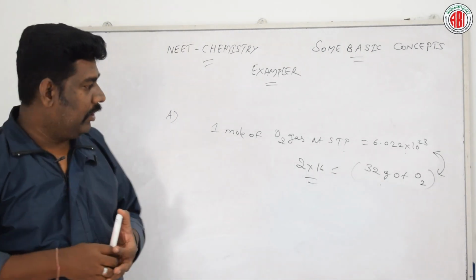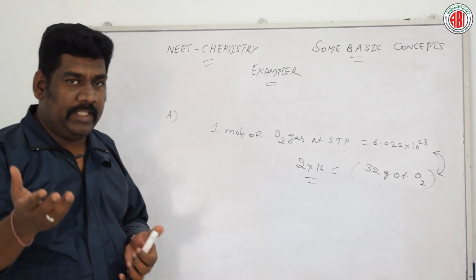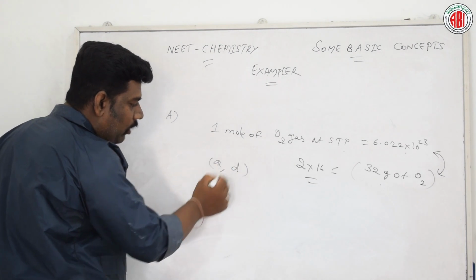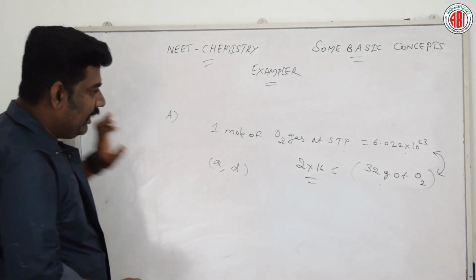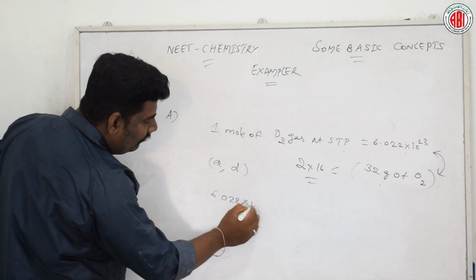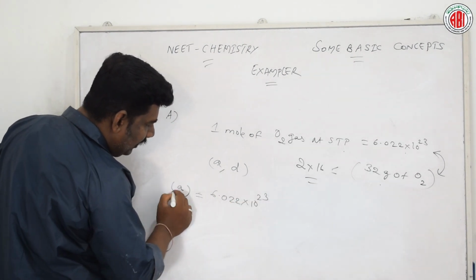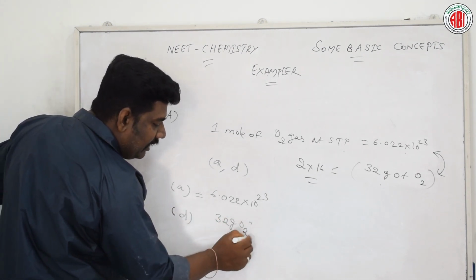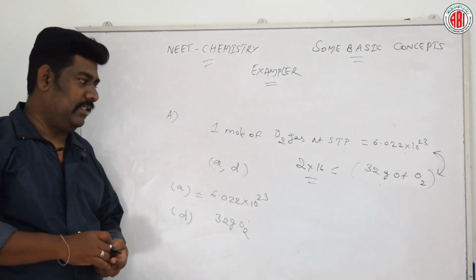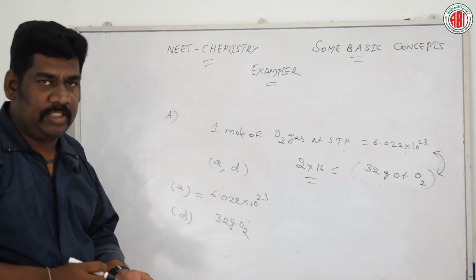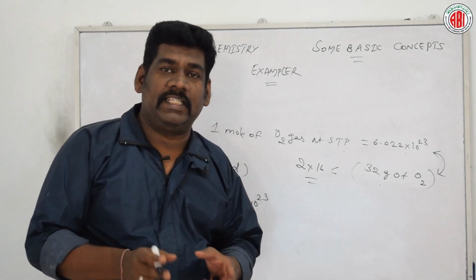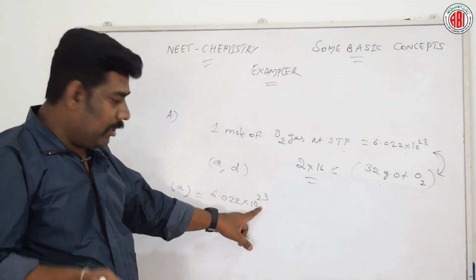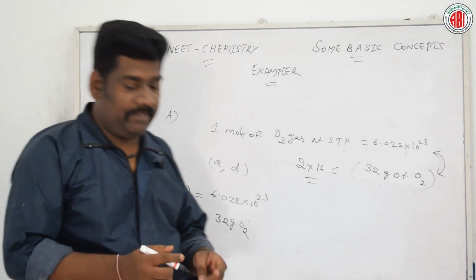So in this question there are 4 options, and among them, A and D are the two to observe. Option A is given as 6.022 × 10^23 molecules, and option D is given as 32 gram of oxygen. Both are similar to each other. So 1 mole of oxygen gas at STP is always equal to 6.022 × 10^23 molecules and also 32 gram of oxygen. This is how we can solve this problem.